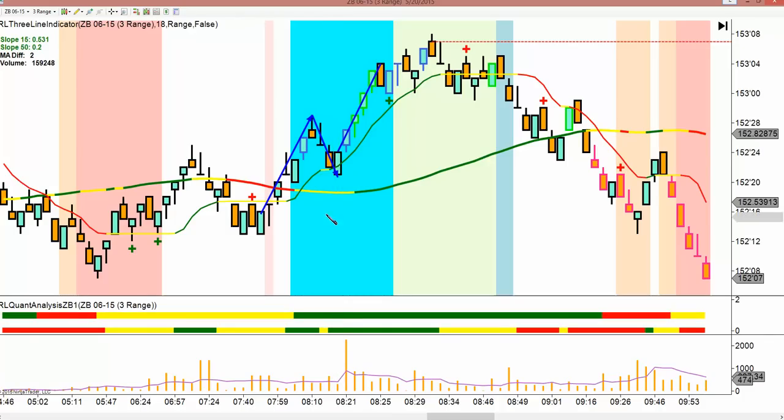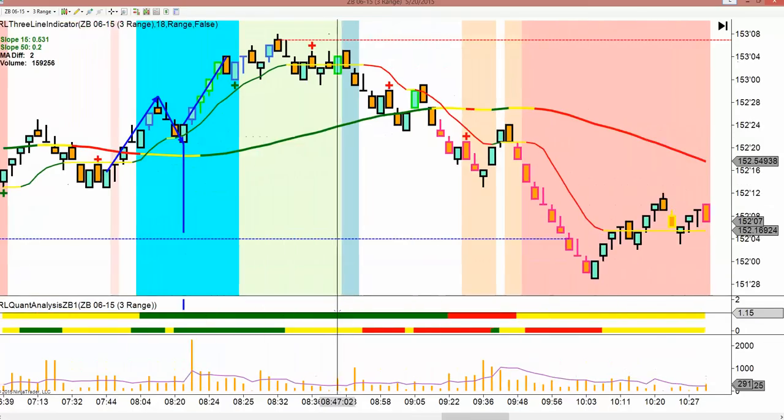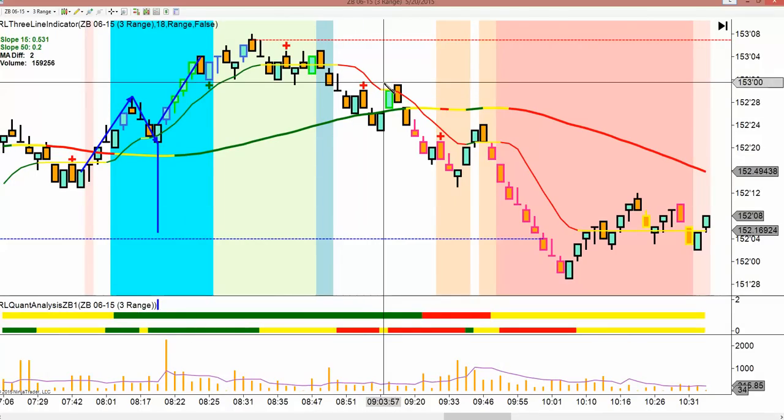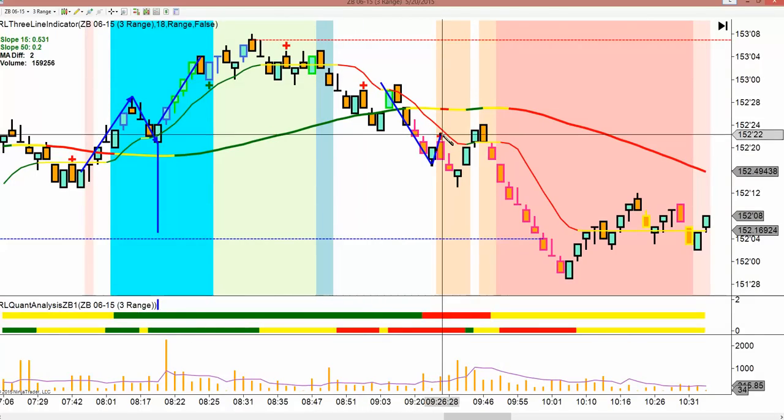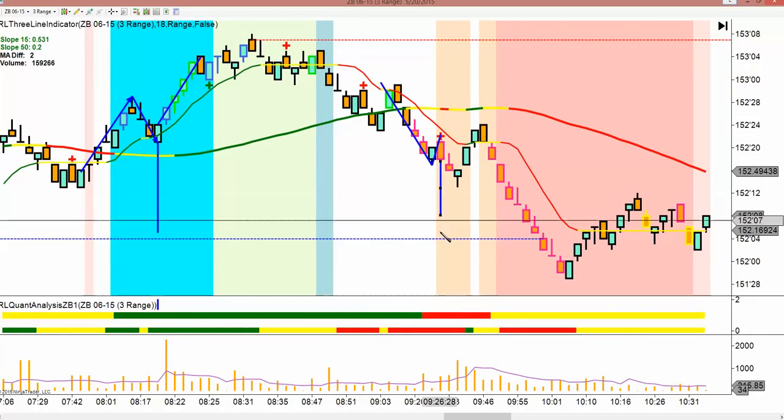Oh, it's dual quants, I'm sorry. Right here. Both quant lines. Green, green. Tremendous trade. And it confirms your downside trade. There's your break. There's your retracement. There you go to the downside.